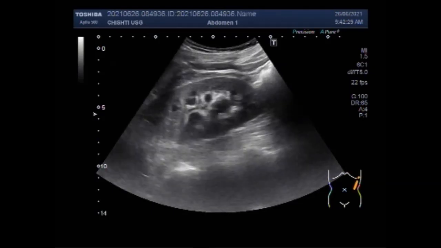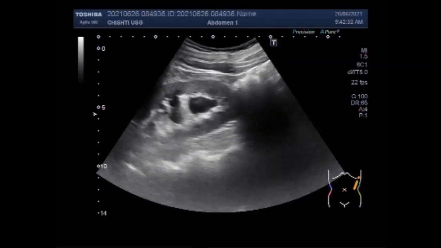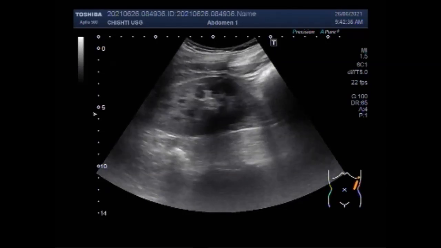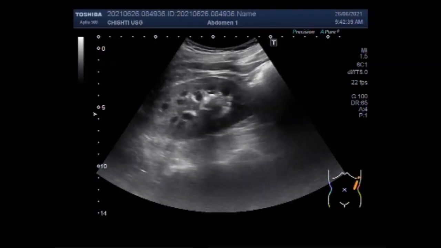You can see the left kidney and it shows moderate hydronephrosis with hydroureter. You can see a stone also in the renal pelvis of the kidney.